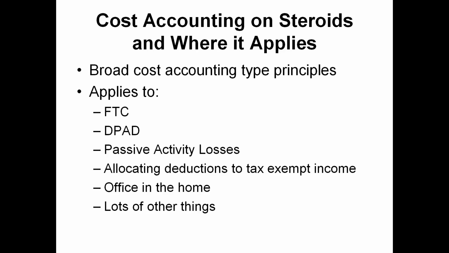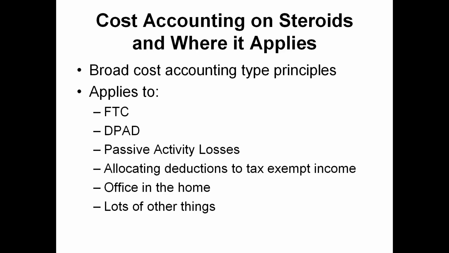They apply to passive activity losses. And computing a passive activity loss, you have to allocate and apportion deductions. And there's almost no guidance under the 469 regs. These apply to allocating deductions to tax-exempt income. You may say, well, you know, hold on, Section 265, there's a regulation on allocating deductions.